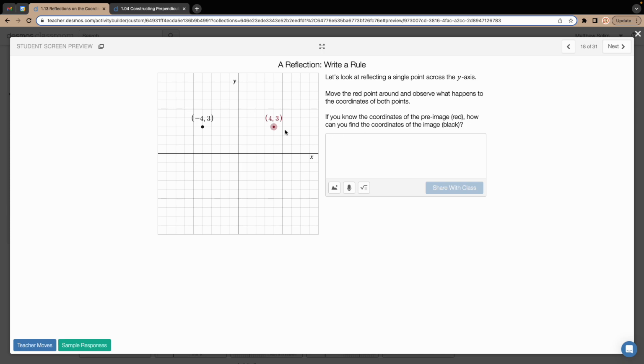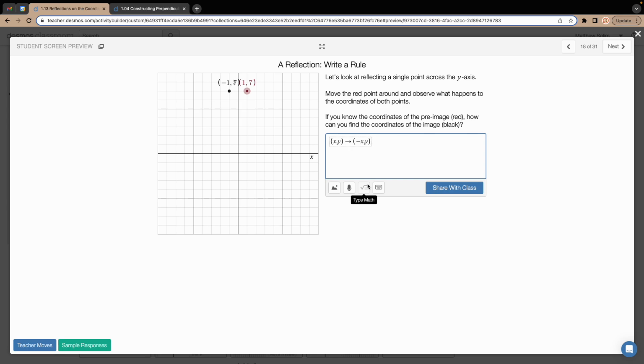So thinking about maybe a rule. If I had a point, let's say (5, 7), the reflection is (-5, 7). (3, 7), it's (-3, 7). (1, 7), (-1, 7). So all that's happening is you're taking your coordinates (x, y) and you're just changing the x value. You're just making it negative. You're flipping it to the other side.